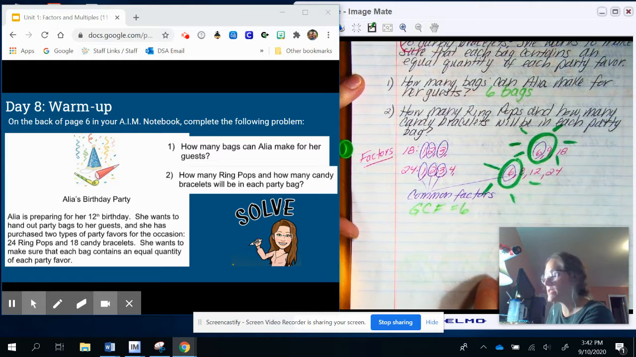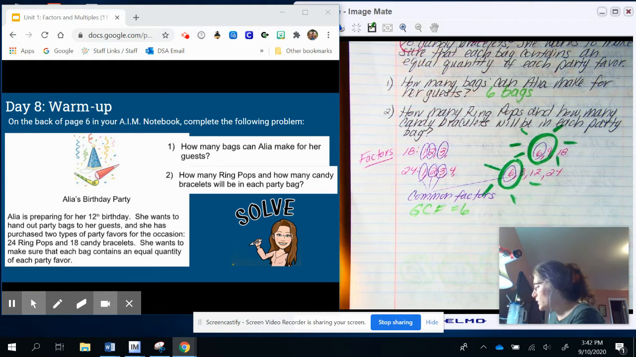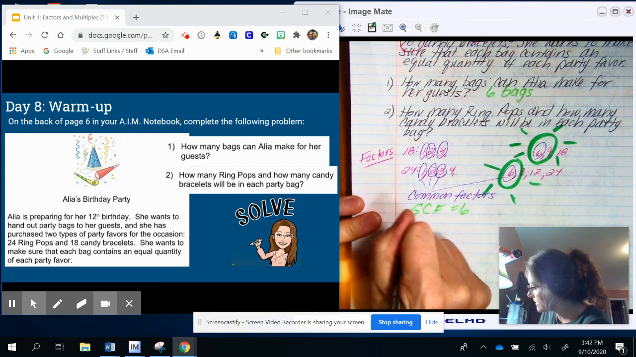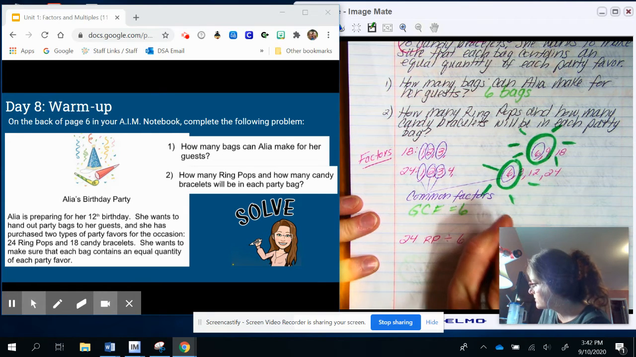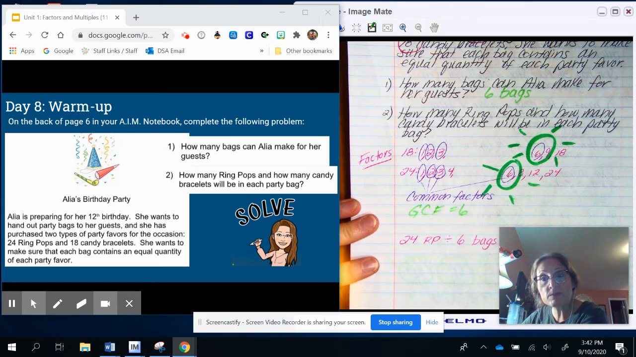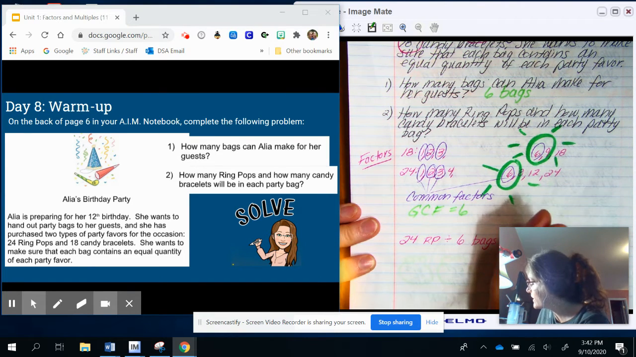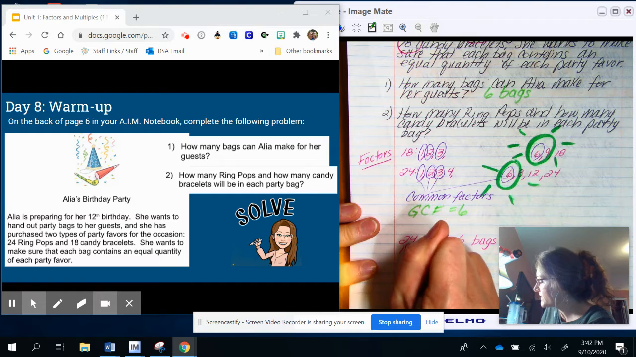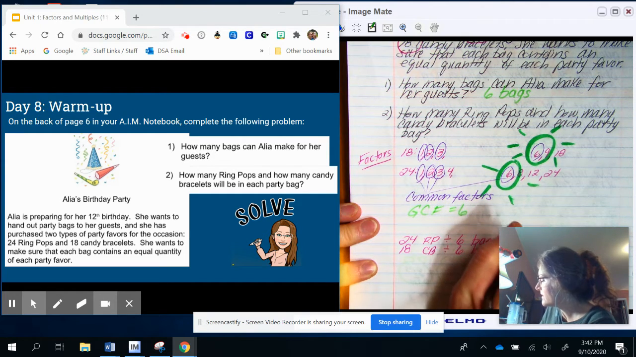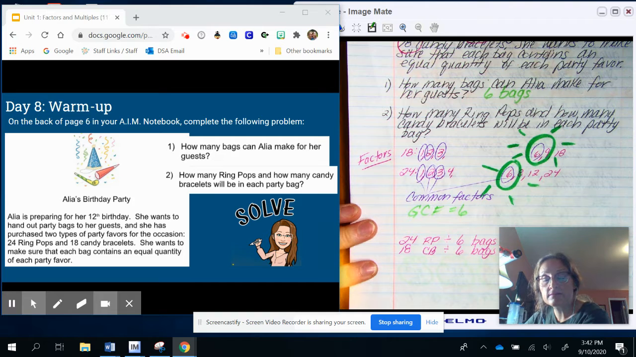Now we want to know how much candy goes in each bag. So I'm going to take 24 ring pops and divide it into 6 bags. How many ring pops per bag? If you said 4 ring pops, you are correct. Now I'm going to take 18 candy bracelets and divide it into the 6 bags. How many candy bracelets per bag? 3 candy bracelets. Fantastic. So inside each party bag, we've got 4 ring pops and 3 candy bracelets.